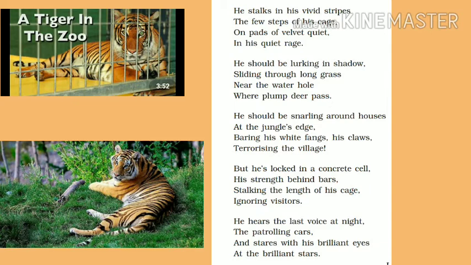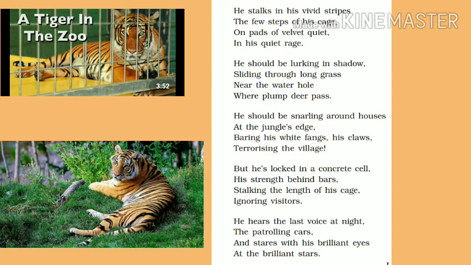And what will he be doing? Sliding through long grass near the water hole where plum deer pass. Plum means a fat deer. When a plum deer passes by the water hole, he will be sliding through the long grass. He will be jumping through the long grass without making a noise. And for that purpose, he will be hiding behind the shadow if he was there in the forest.